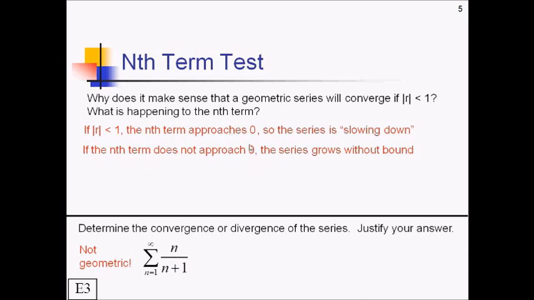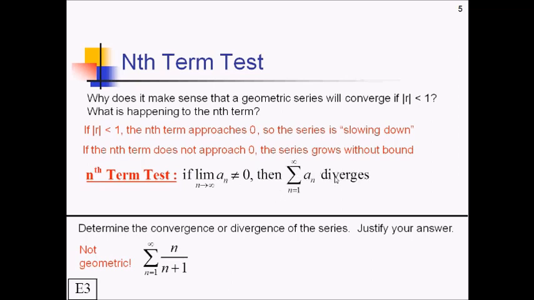So this realization here about the nth term being 0 or not leads us to what we call the nth term test. And to talk about what the nth term is approaching, we have to talk about the limit of the nth term. So limit as n approaches infinity of the nth term. If this is anything but 0, if it's infinite, if it's some other finite number, then that means that the series with this nth term is going to have to diverge.